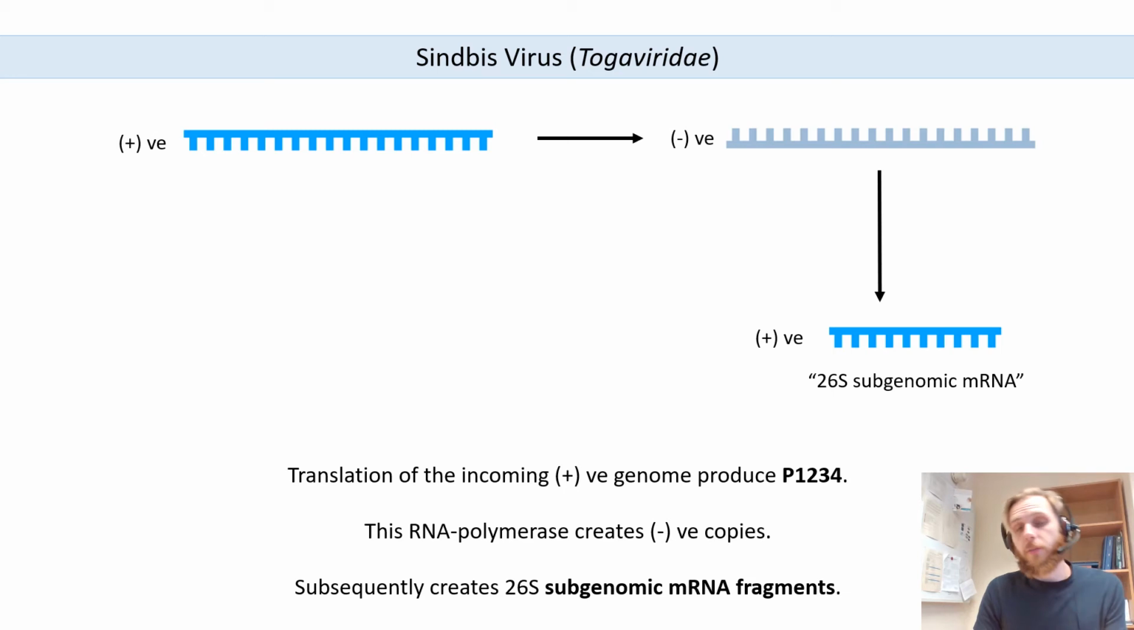And again, this is what we see for Sindbis virus. So we see the positive sense single-stranded RNA genome being used to produce a negative sense copy, then this negative sense copy being used to produce positive sense subgenomic fragments, namely 26S subgenomic mRNA, which is a particular subfragment. And this subfragment is then treated as mRNA. It's translated by the host translation machinery.